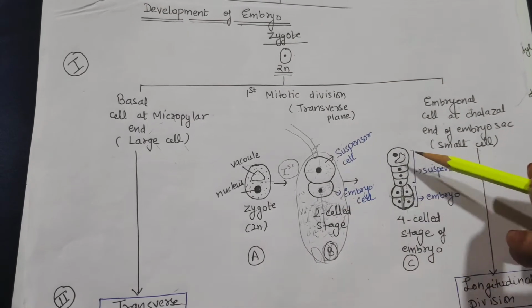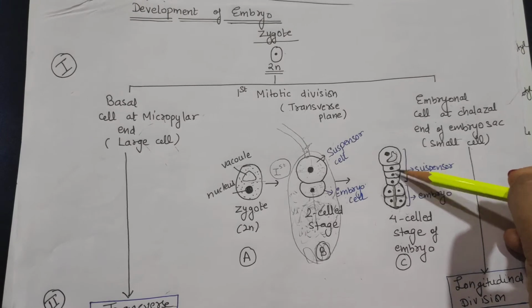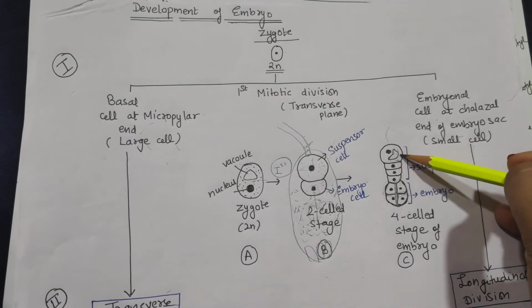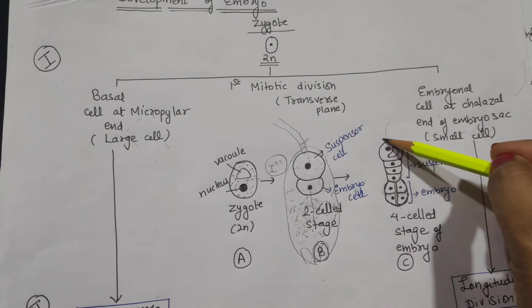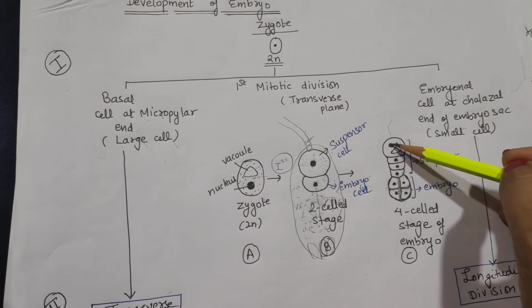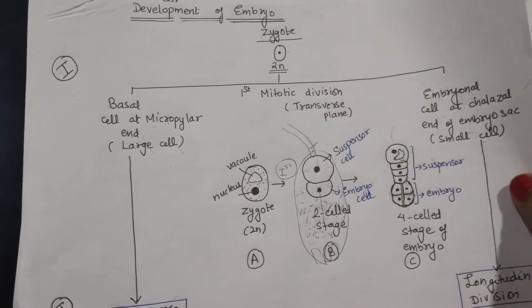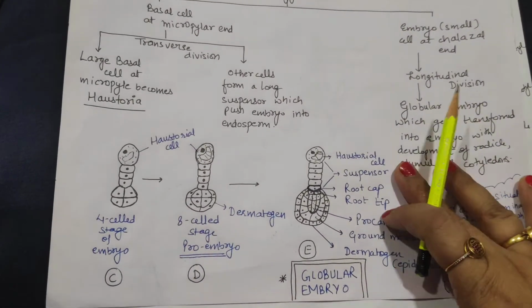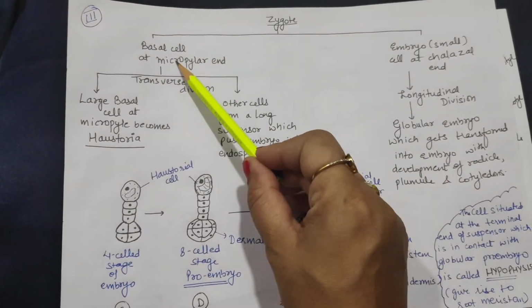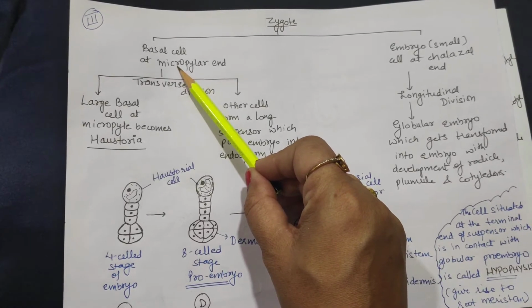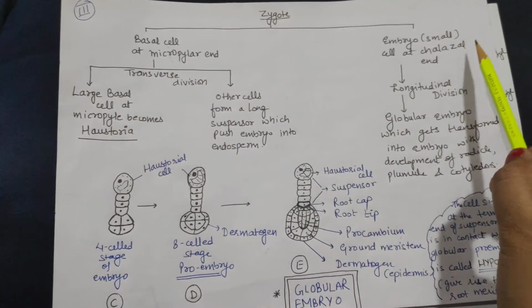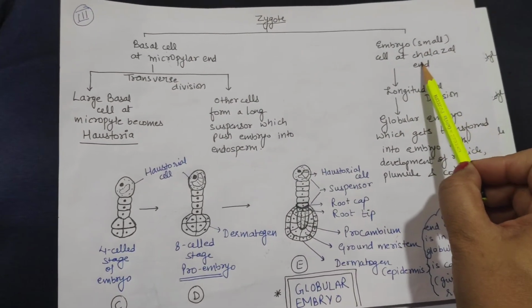Not only this, if you see the suspensor, the lowest cell, which is towards the micropylar end, the outermost cell towards the micropylar end, is very large in size. The function of this cell is also very important. We will see in the next diagram. Now, see the next diagram. Again I repeat, the zygote undergoes the first division, which was in the transverse plane, giving the basal cell at the micropylar end, which is called the suspensor cell, and the embryo cell at the chalazal end.